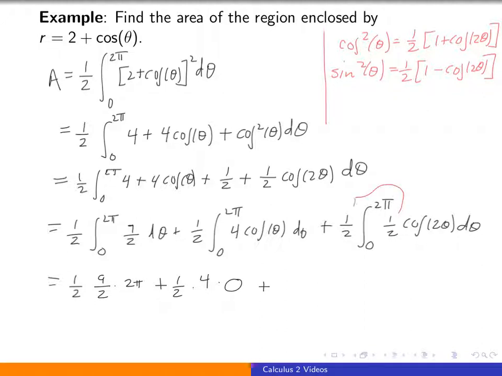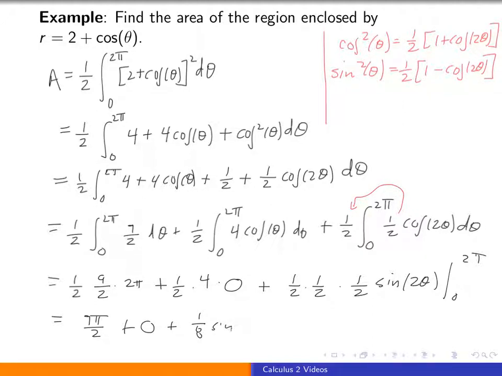Plus in this third integral, let's pull the 1/2 out. So we'll have 1/2 times 1/2, and then the antiderivative of cosine 2 theta would be another 1/2 sine of 2 theta, and we need to evaluate from 0 to 2 pi. So we get 9 pi over 2 from our first term, plus 0 from the second term, plus 1/8 sine of 4 pi minus sine of 0. And note, sine of 4 pi is 0 and sine of 0 is 0. So the only non-zero number that we have is 9 pi over 2, which represents the area of that enclosed region.